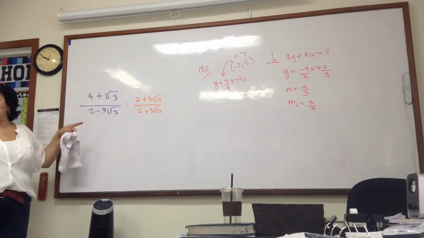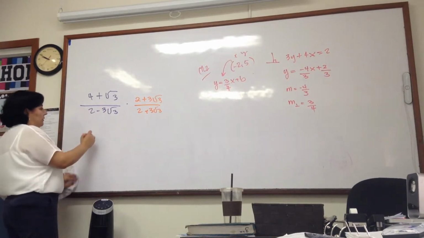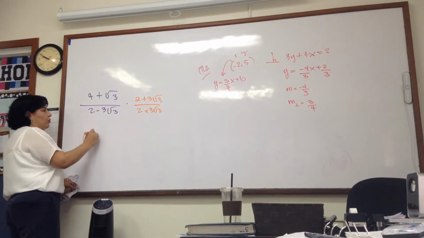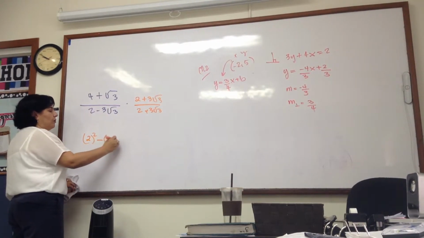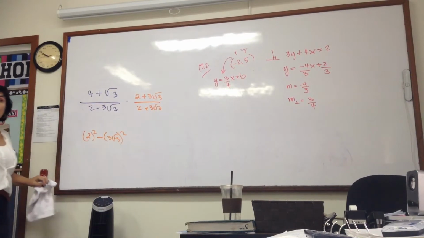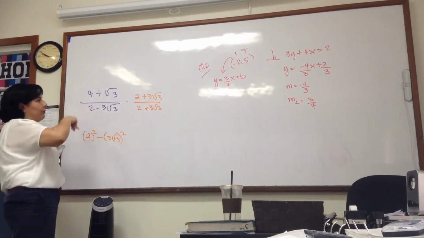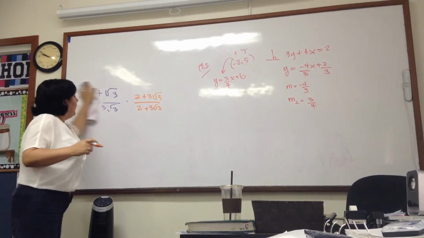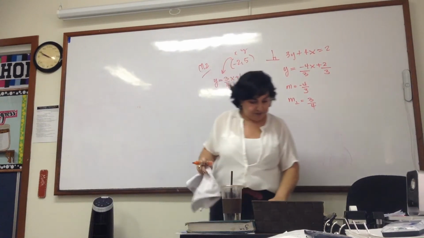Do you know how to do this? Yeah. Pretty good. In the bottom you would have 2 squared minus 3 square root of 3 squared, which is final 1. Okay? And then the top row you get what you get. Okay? And that's all. That's it.